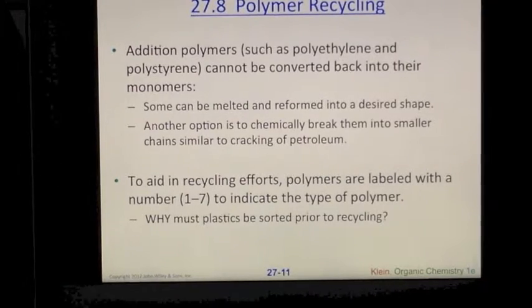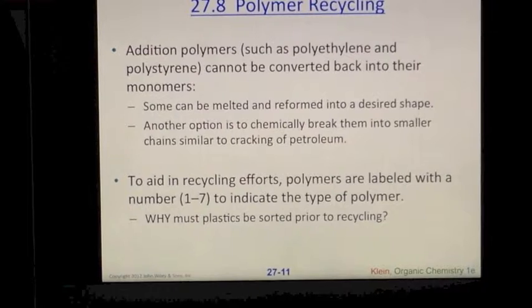Addition polymers such as polyethylene and polystyrene cannot be converted back into their monomers. Some can be melted and reformed into a desired shape. Another option is to chemically break them into smaller chains, similar to the cracking of petroleum. To aid in recycling efforts, polymers are labeled with a number, 1 through 7, to indicate the type of polymer.